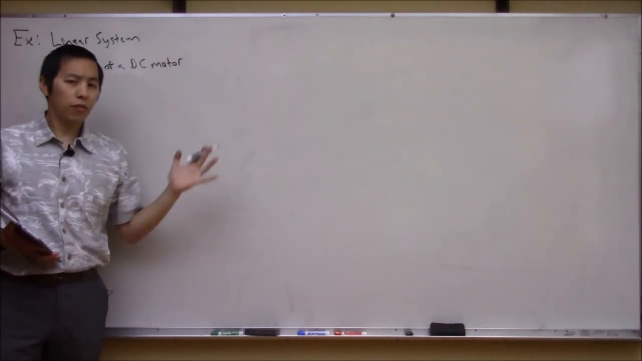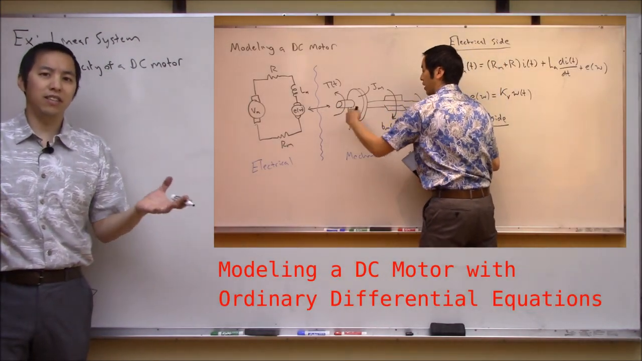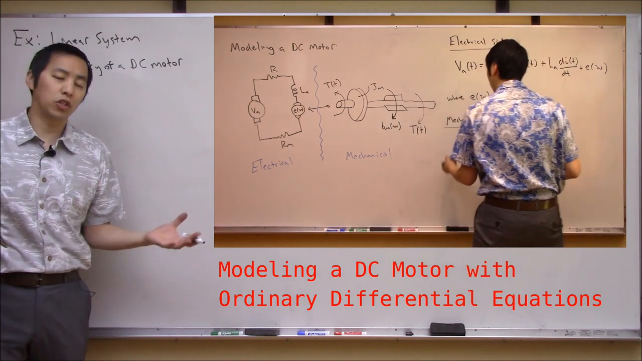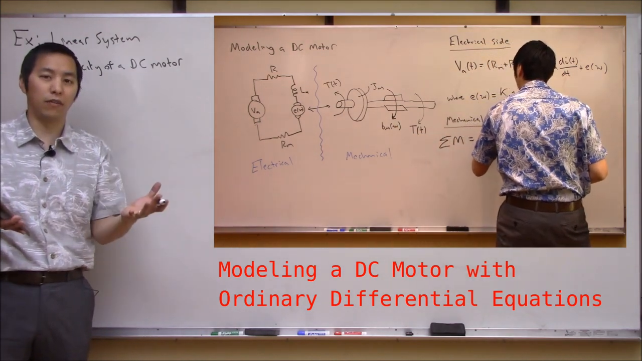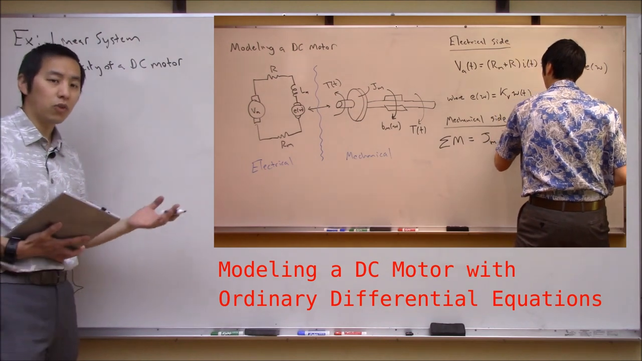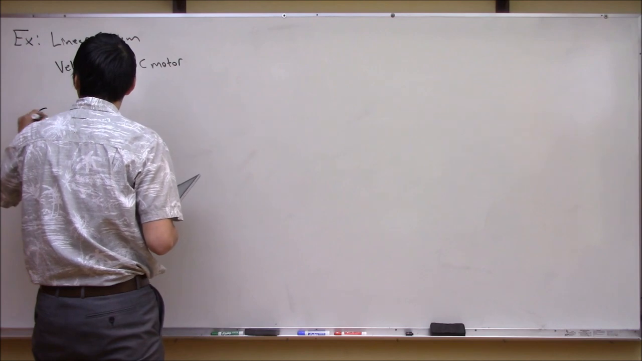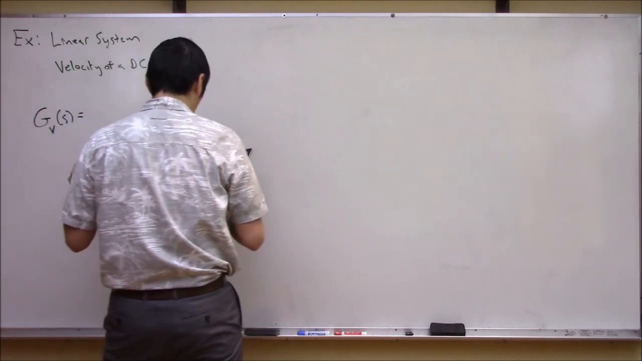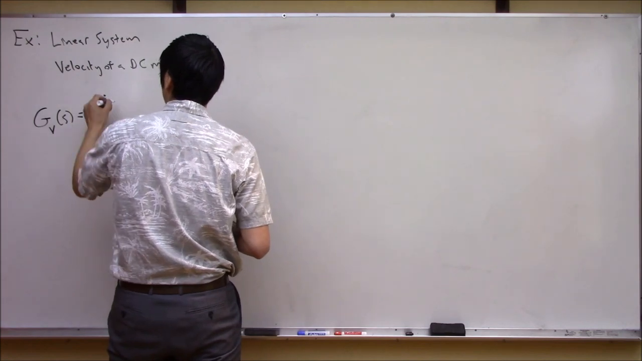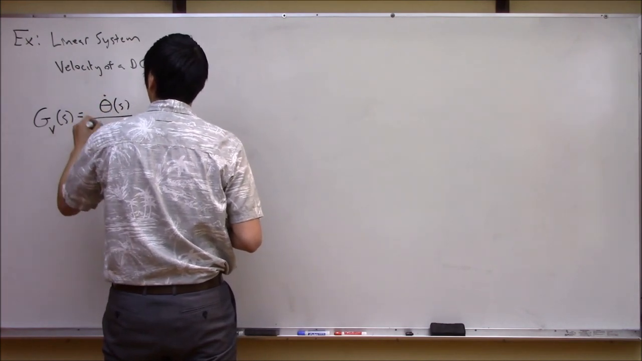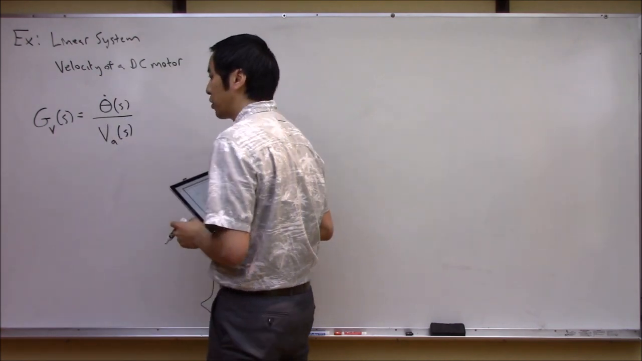Okay, so in one of our previous videos, we discussed how to model a DC motor using differential equations, and how to obtain a linear transfer function model of a DC motor. One of the transfer functions that we derived was GV, which is really talking about the angular speed, or theta dot, and how that changes depending on what armature voltage you apply to the motor.